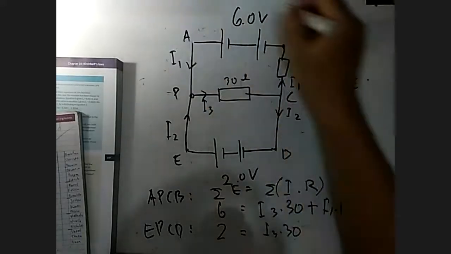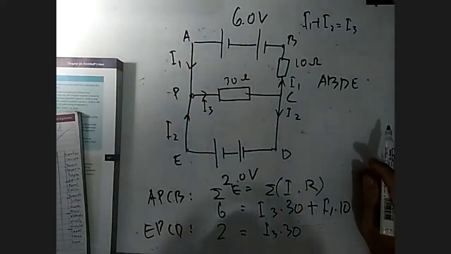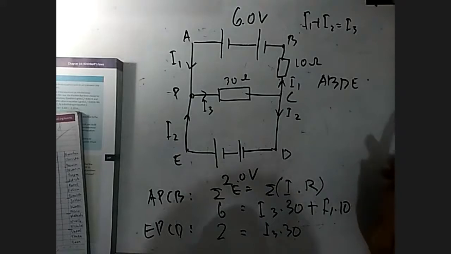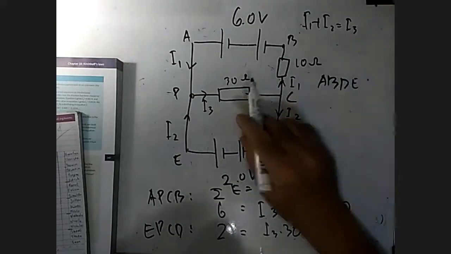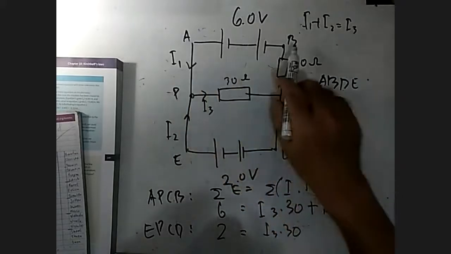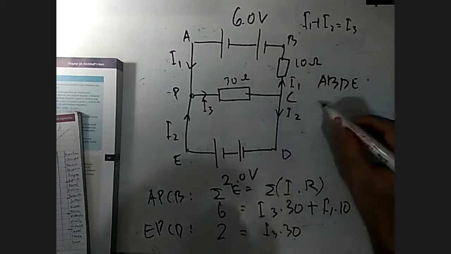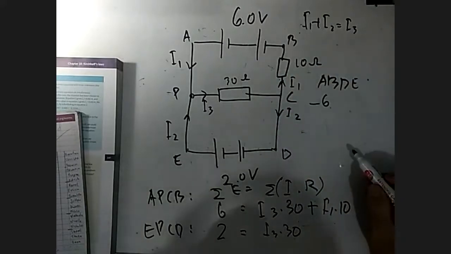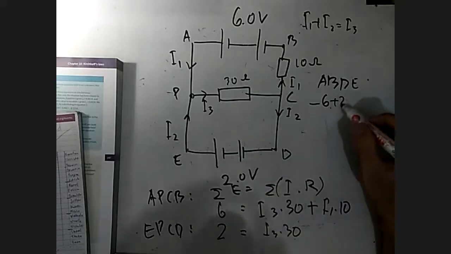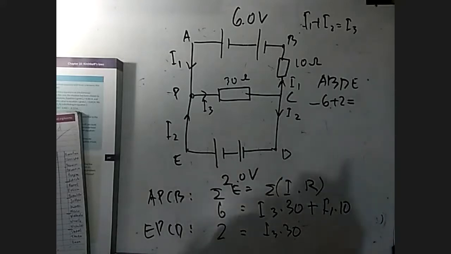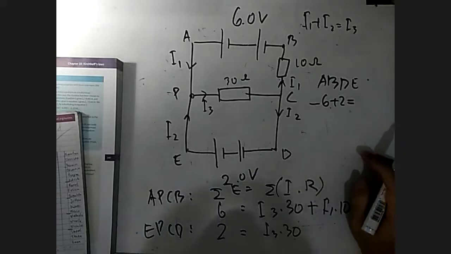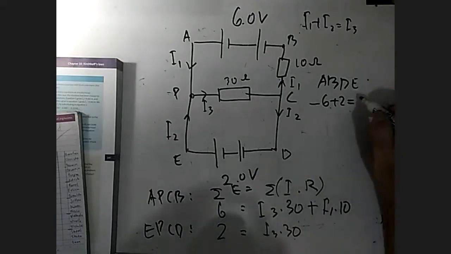We're going to work this way. 6 plus 2. Here, in this case, as we go from A to B, we are going against the 6.0 volt, so we're going to have negative 6, plus 2, equals I1 times 10. And it's going to be negative I1 times 10.